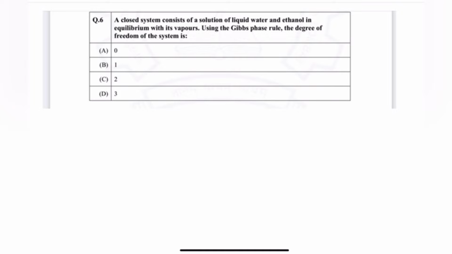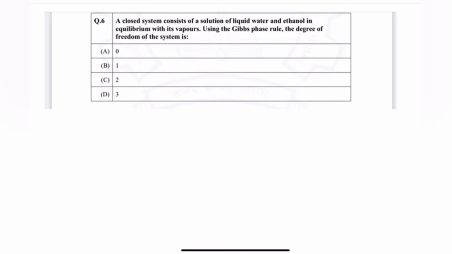This is the GATE 2021 Engineering Sciences Thermodynamics paper. It is given a closed system consists of a solution of liquid water and ethanol in equilibrium with its vapors. Using the Gibbs phase rule, the degree of freedom of the system is, I have to find the degree of freedom, when it is given a closed system consisting of liquid water and ethanol in equilibrium with its vapors.